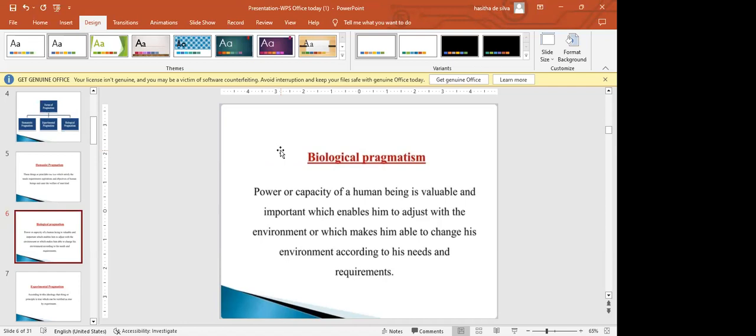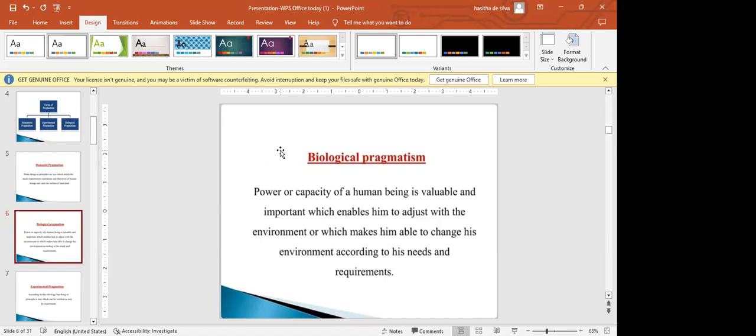This approach encourages individuals to apply biological knowledge in practical ways, such as developing interventions or policies that can improve human well-being and address social challenges. Biological pragmatism also recognizes the dynamic nature of biology and its interaction with the environment. It acknowledges the biological processes and systems are subject to change and adaptation over time.